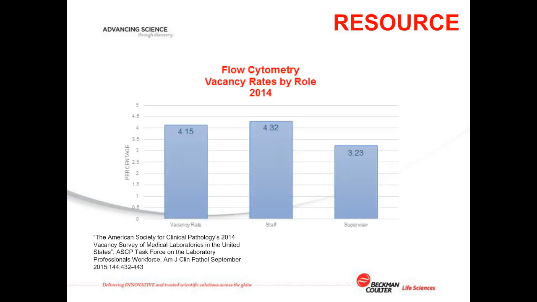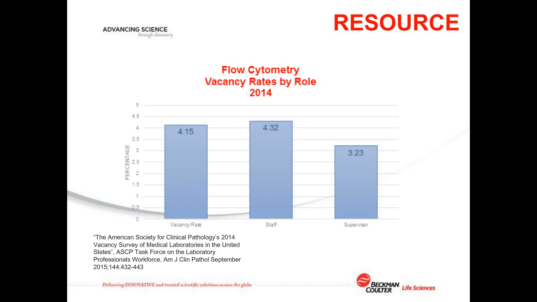Now, if we look at laboratories overall, the vacancy rates for all staff do vary according to the type of lab. And flow cytometry labs tend to be relatively low, although most labs do report vacancies. But say compared to phlebotomy or a core lab, our vacancy rates are relatively low. And this is actually from 2014. 2014 was the first year that they included flow cytometry as a separate response in their survey. Previously, they were either buried in hematology or immunology.